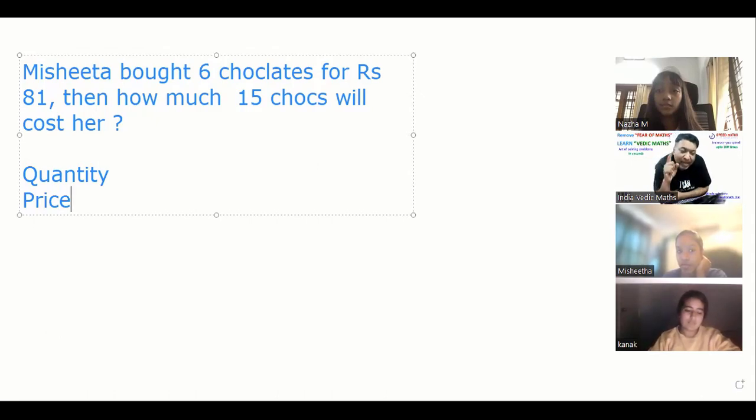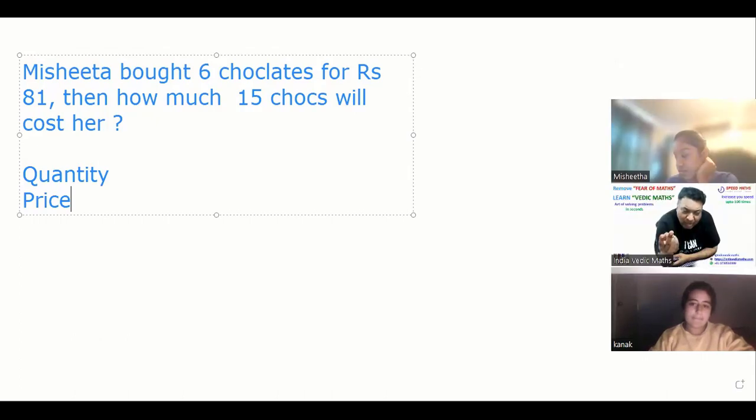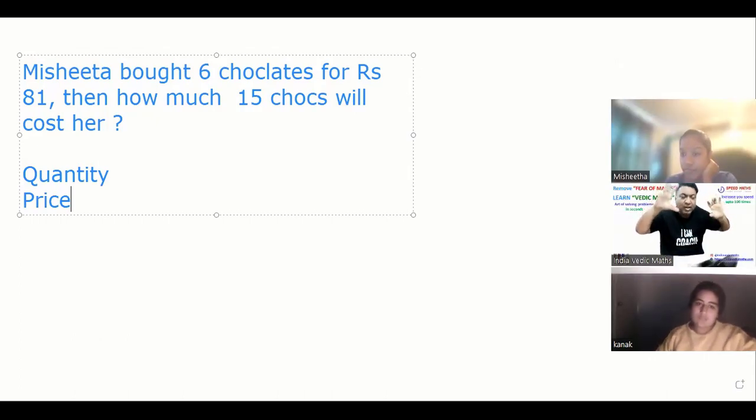Now ask yourself one thing, guys. There are two things: direct proportion and indirect proportion. What is direct proportion? If one increases, the other also increases, directly proportional. If one decreases, the other decreases, direct proportion. What is indirect proportion? If one is increasing, the other is decreasing.